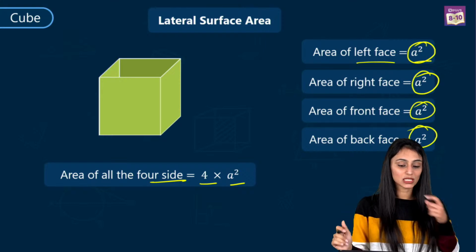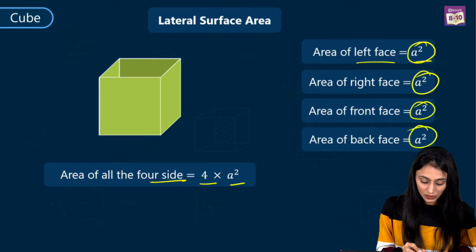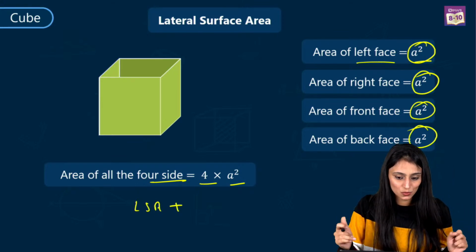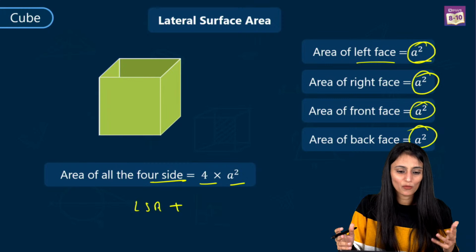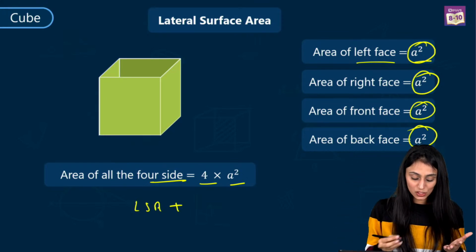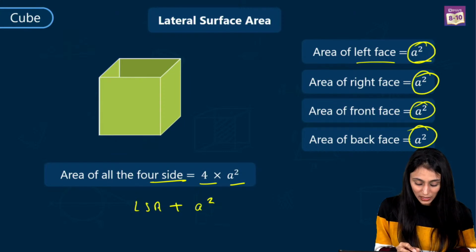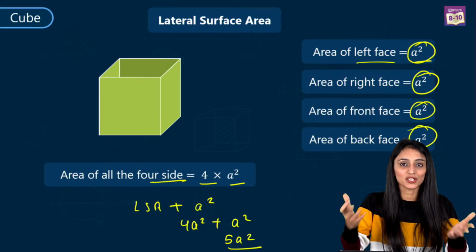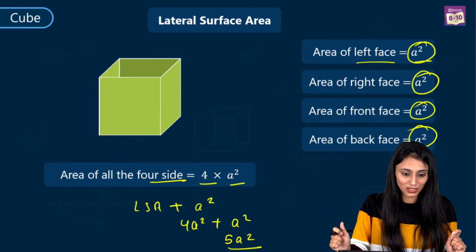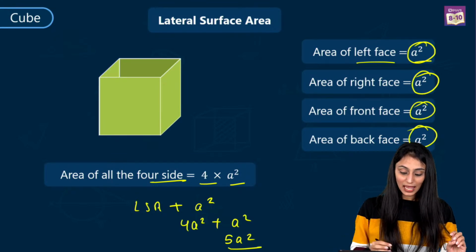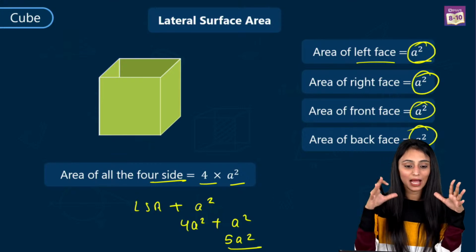And now somebody just asked me if in the lateral surface area, that is LSA, if we include the bottom, I guess that's what you asked, right? Top or bottom. Obviously, all of them have got the same dimensions. If I'm including the bottom as well, so area of bottom would be what? That would be a square. So 4a square plus a square, that's going to be 5 times a square. See, that depends on the question: what information is given to you and what you need to find out, right? All right. So this was about cubes and cuboids.